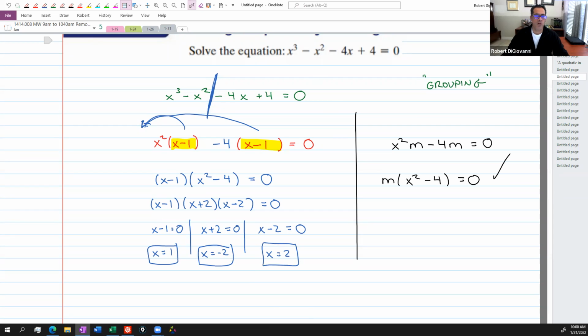So I'm going to do a quick poll here. I just want to know how many of you remember seeing grouping at some point in time, doing grouping, yes or no?